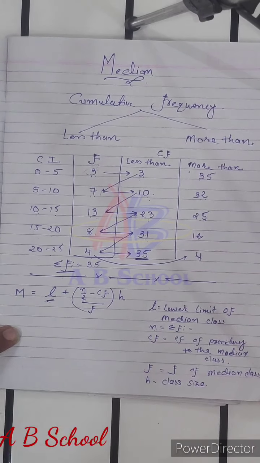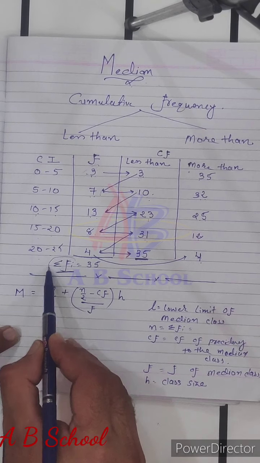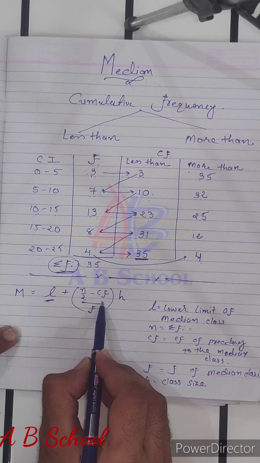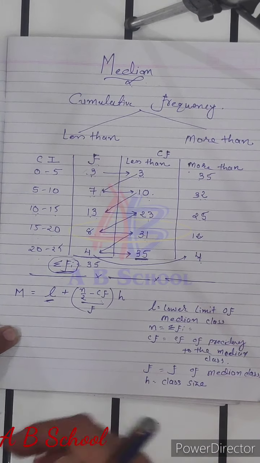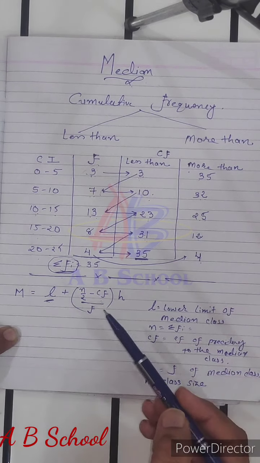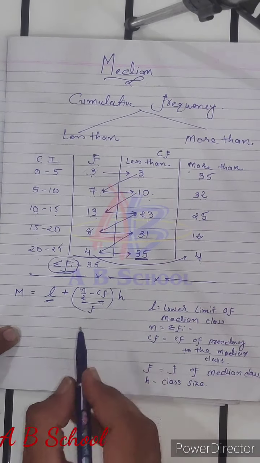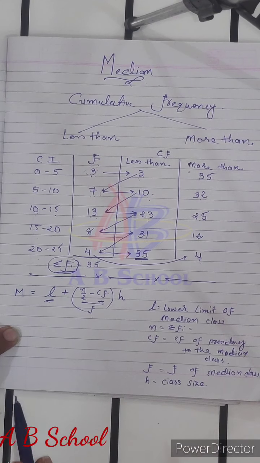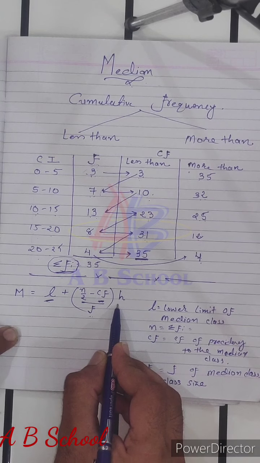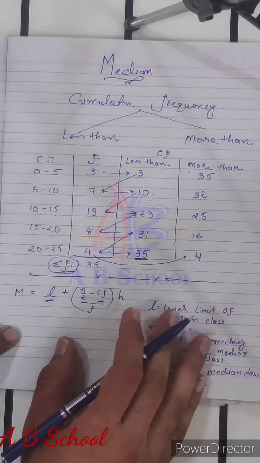Let us recall one more time. L is the lower limit of the median class. N is the sum of all the frequencies, summation Fi. CF is the cumulative frequency preceding the median class. Whichever class is the median class, the cumulative frequency preceding that class is what we take as CF. F is the frequency of the median class. And H is the class size. So this is all about median. Let us see one example and understand this.